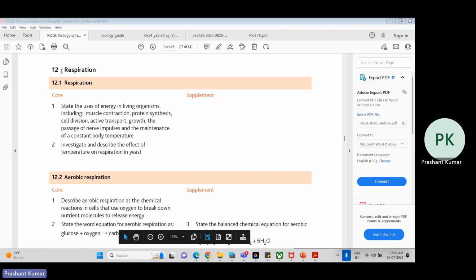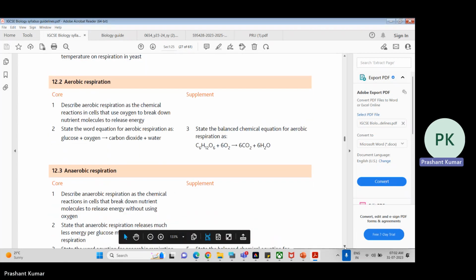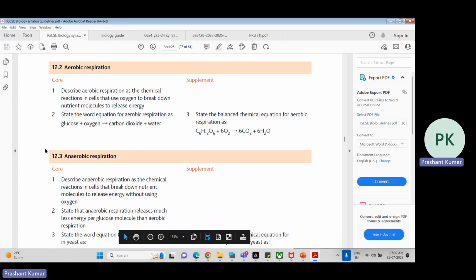So first, we'll see: state the use of energy in living organisms, confined to muscle contraction, protein synthesis, cell division, active transport, growth, and passage of nerve impulses and the maintenance of constant body temperature. Then we will talk about investigating and describing the effect of temperature on yeast respiration. Then we have the two types of respiration, aerobic and anaerobic.